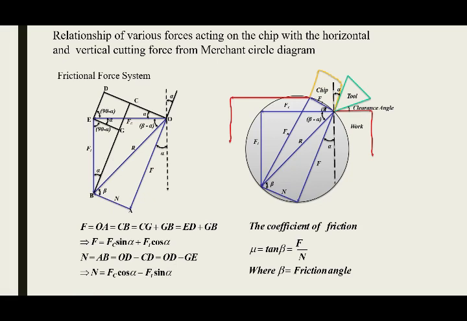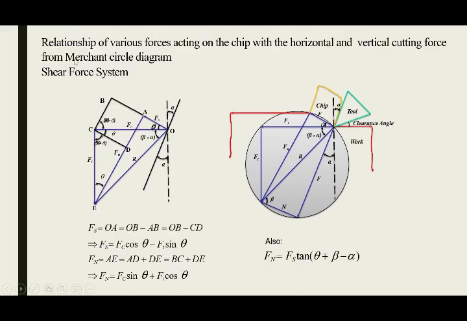Okay. So coefficient of friction mu is equal to F upon N, which is equal to tan beta, where beta is the friction angle. From this we can verify the angle beta. We have already drawn the angle here, and we can verify from this equation. Relationship of various forces acting on the chip with horizontal and vertical cutting forces from the Merchant circle.